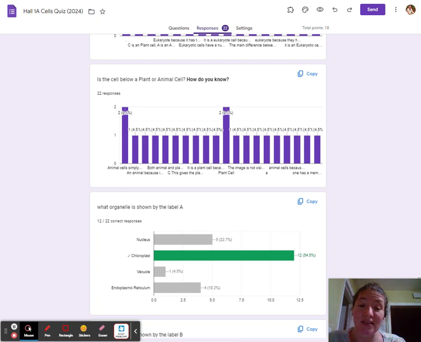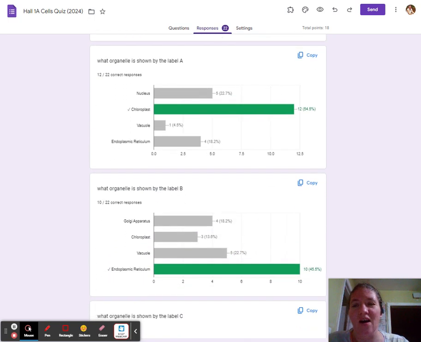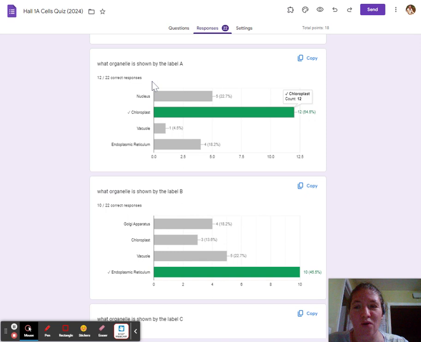We know this because it is a rectangle, it has a chloroplast, a cell wall, it has the large vacuole, any of those answers I took, and that it was a plant cell, not an animal cell. All right, so then in the picture, the organelle that was shown by the label A is the chloroplast.